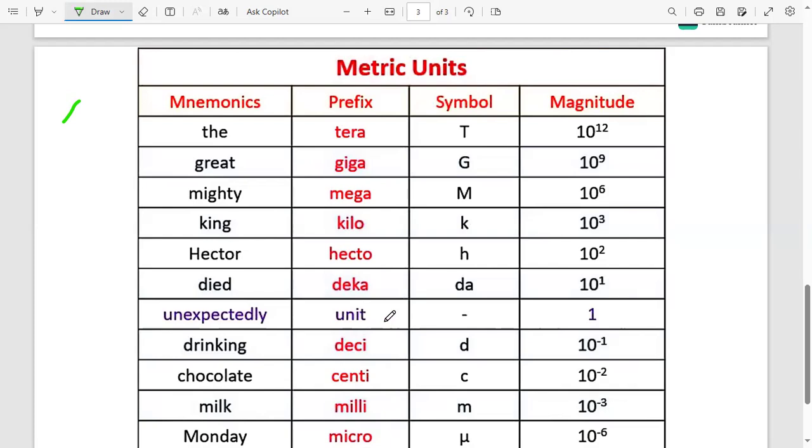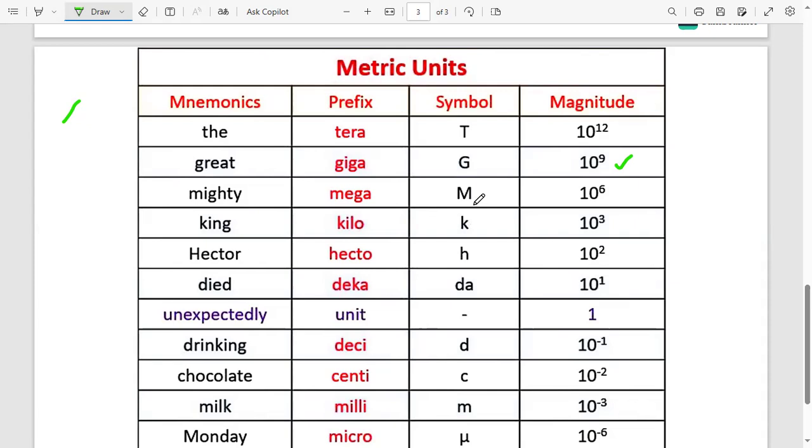For example, if you say my phone is 128 GB, that G in the GB is what we call giga. G, meaning giga, is represented by 10 to the power 9. So wherever you hear gigabytes, just know that the giga there represents 10 to the power 9. Then we have tera that represents 10 to the power 12.